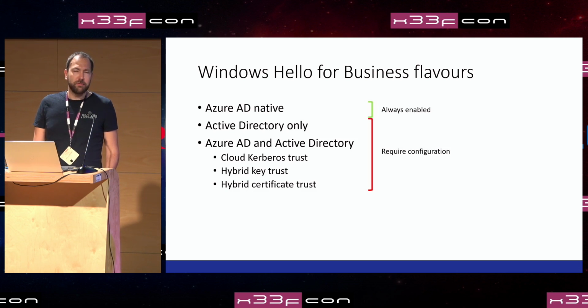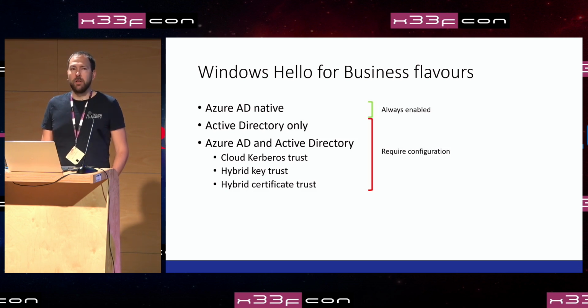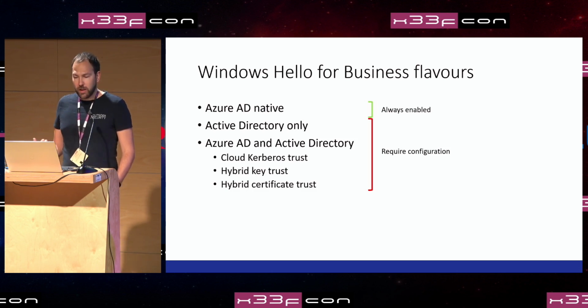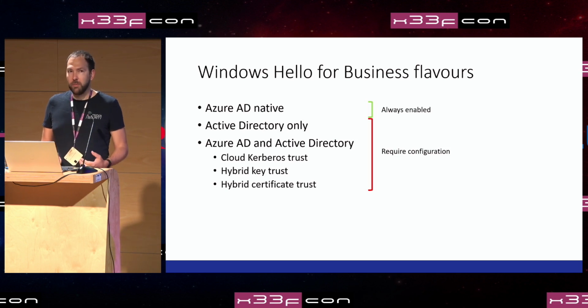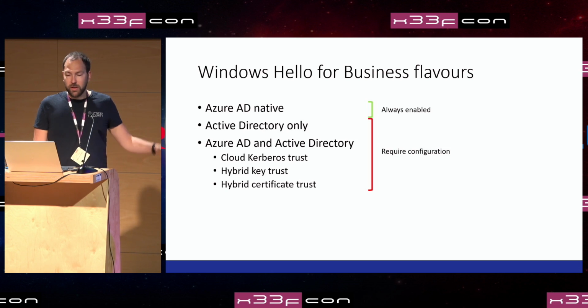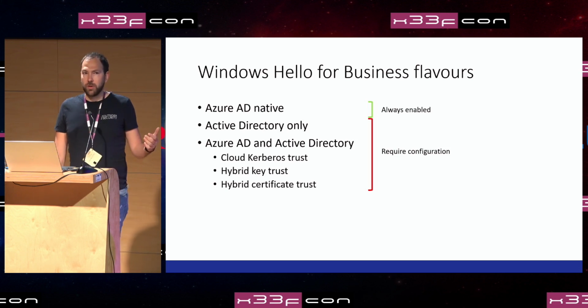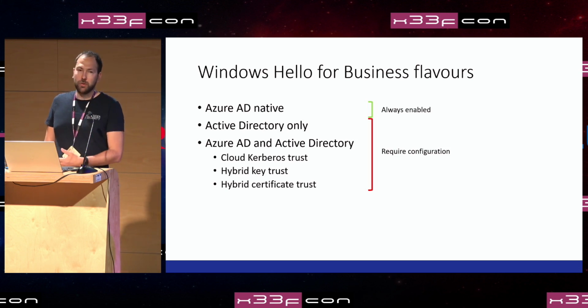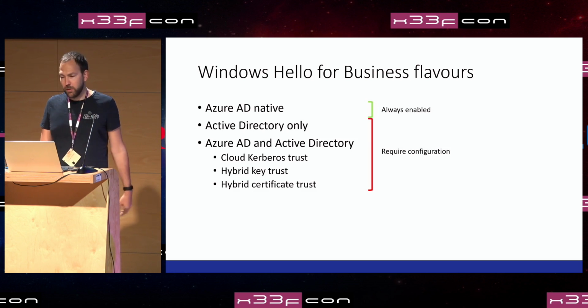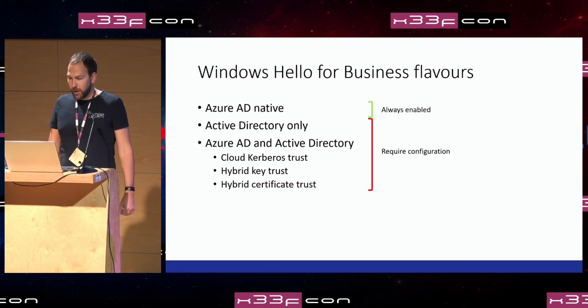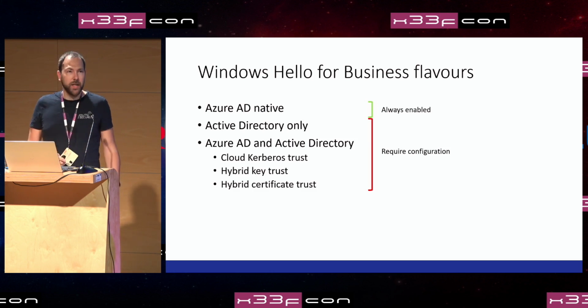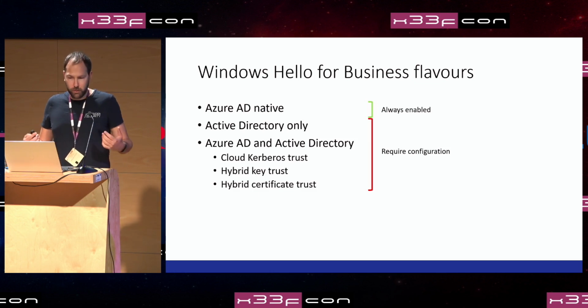For Active Directory and for hybrid setups, it's a bit different. It requires some custom setup, which can be complex depending on which scenario you use. Especially if we look at hybrid key trust and hybrid certificate trust, you might need ADFS or a PKI infrastructure. So that definitely makes it a bit more complex than especially the Azure AD native implementation, because for that you don't need to do anything.